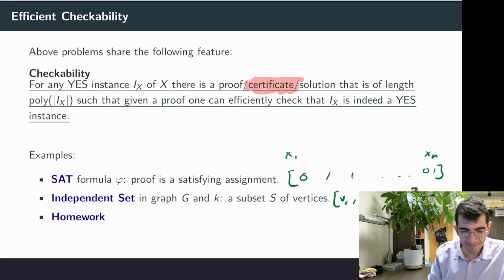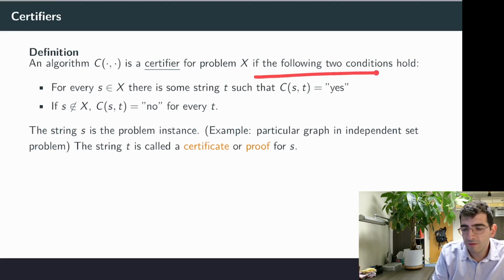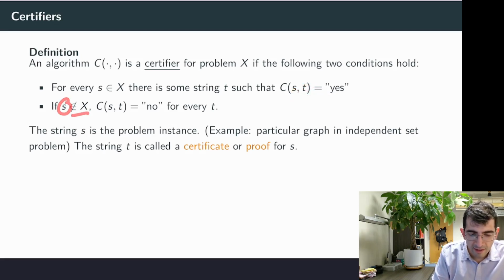Okay? So we define an algorithm C as a certifier for a problem X if the following two conditions hold. If for every instance S of X, there is some string T such that the instance and that string T yields a yes, and for every instance not in X, then the certifier has to output a no for every T.